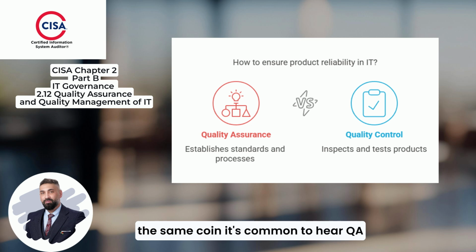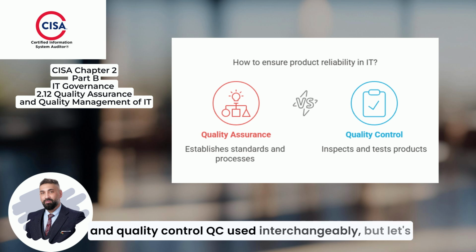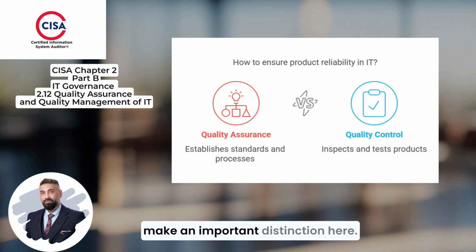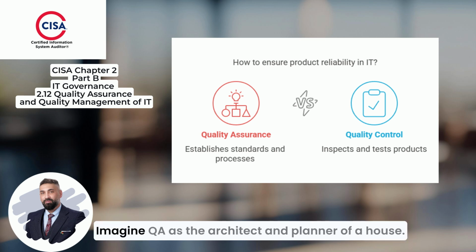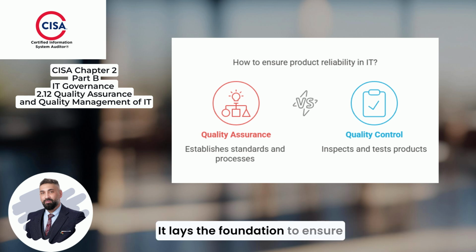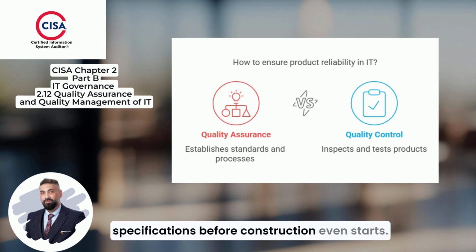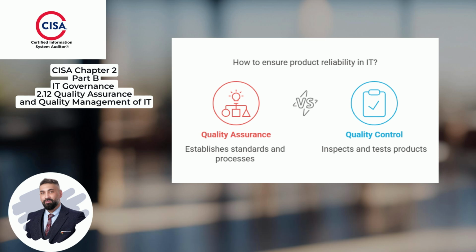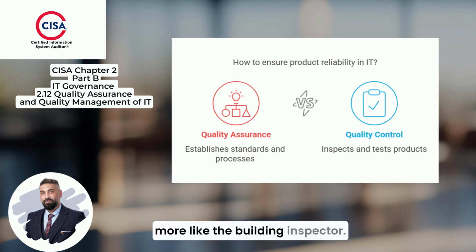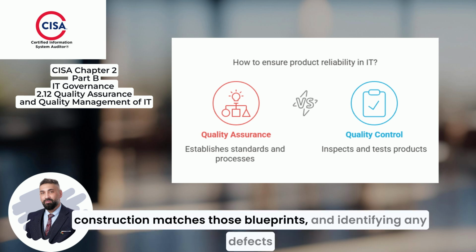Quality assurance versus quality control, two sides of the same coin. It's common to hear QA and quality control, QC, used interchangeably, but let's make an important distinction here. Imagine QA as the architect and planner of a house. It lays the foundation to ensure everything fits and meets the required specifications before construction even starts. QC, on the other hand, is more like the building inspector. It's about going on site, checking that the construction matches those blueprints, and identifying any defects before the house is deemed complete.